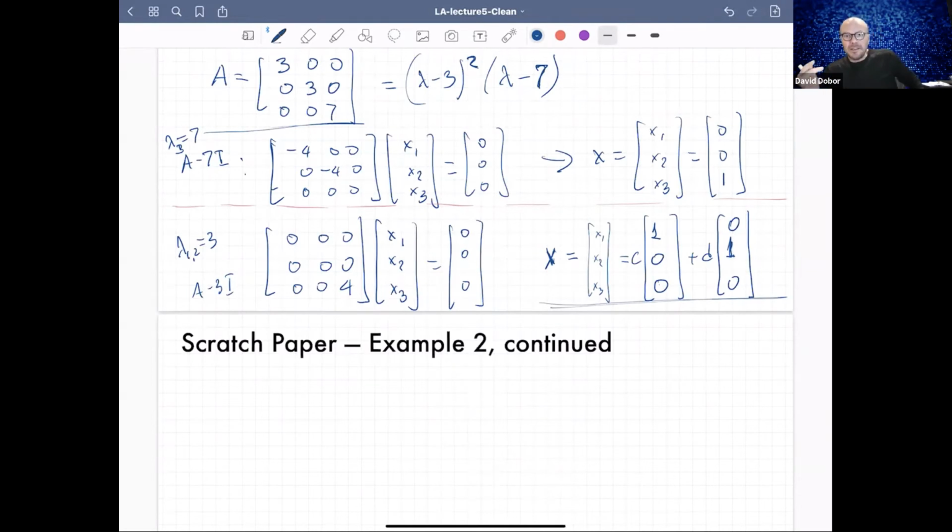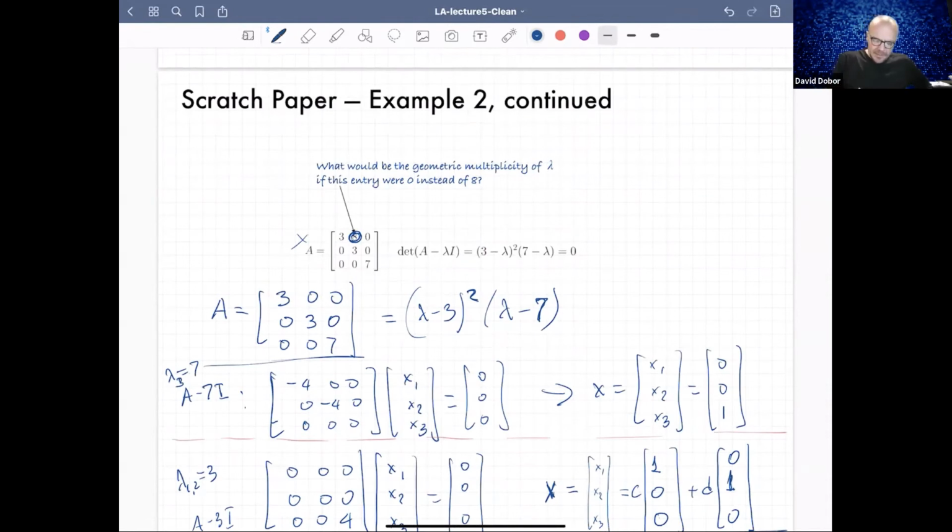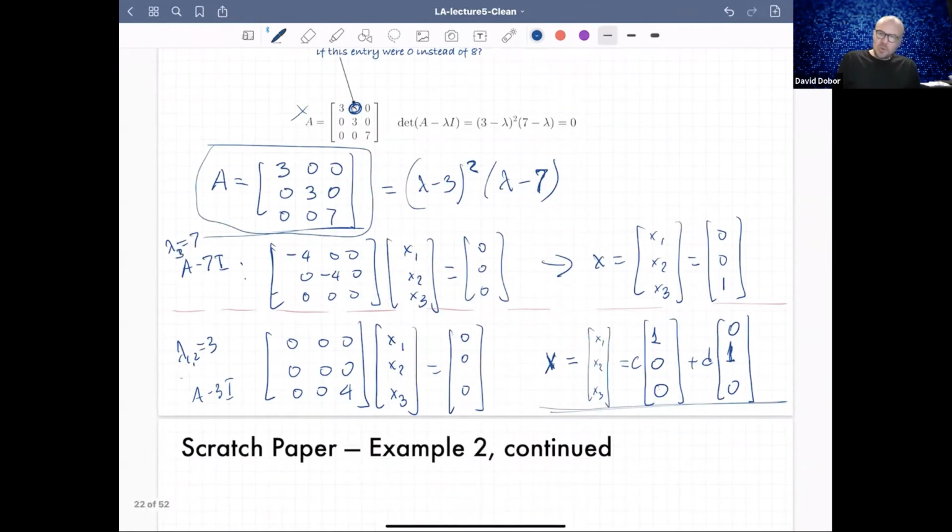Because that's the point. The point here is that we have, unlike the first example where this entry was 8, in this example, for this matrix, where that 8 entry I've changed to a 0 entry, for this eigenvalue of algebraic multiplicity 2, I now have 2 independent eigenvectors corresponding to it. That means that the geometric multiplicity of this eigenvalue is also 2. In the first case, the geometric multiplicity was 1 for the eigenvalue with algebraic multiplicity 2. In this case, the geometric multiplicity is also 2 for the eigenvalue of algebraic multiplicity 2. Okay, so that was the whole point.